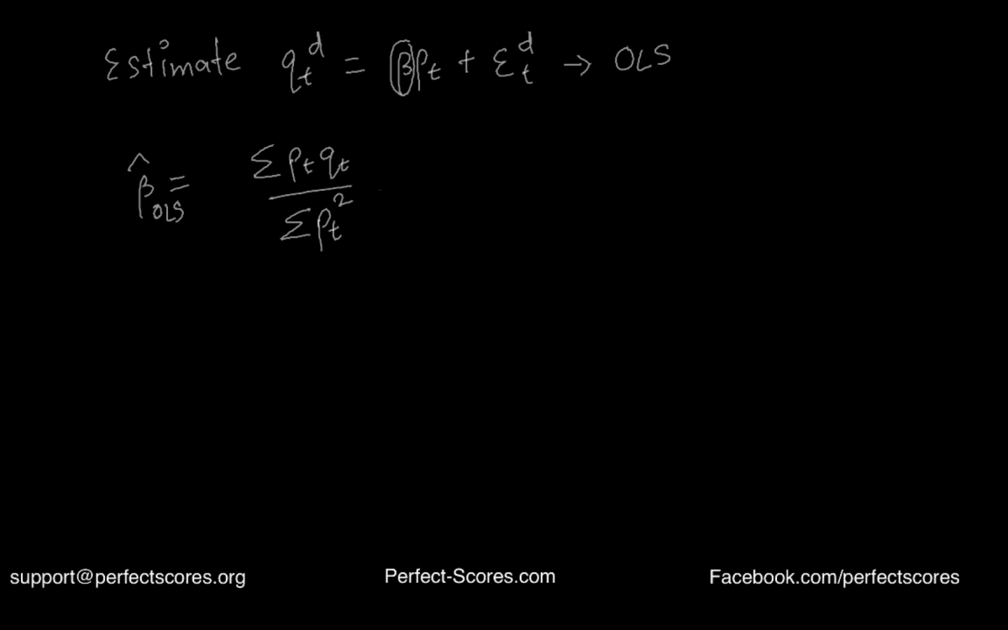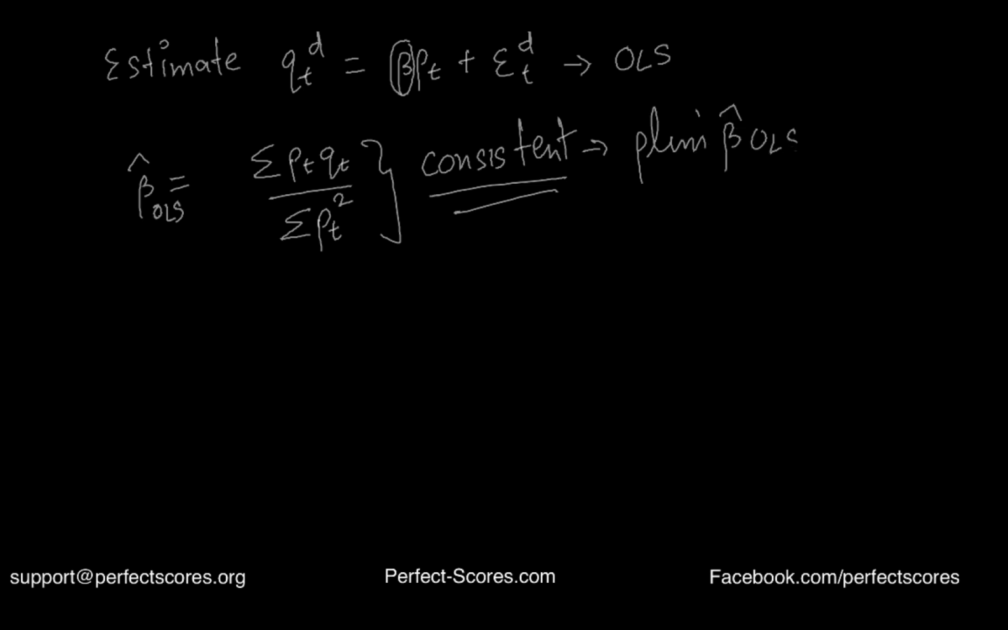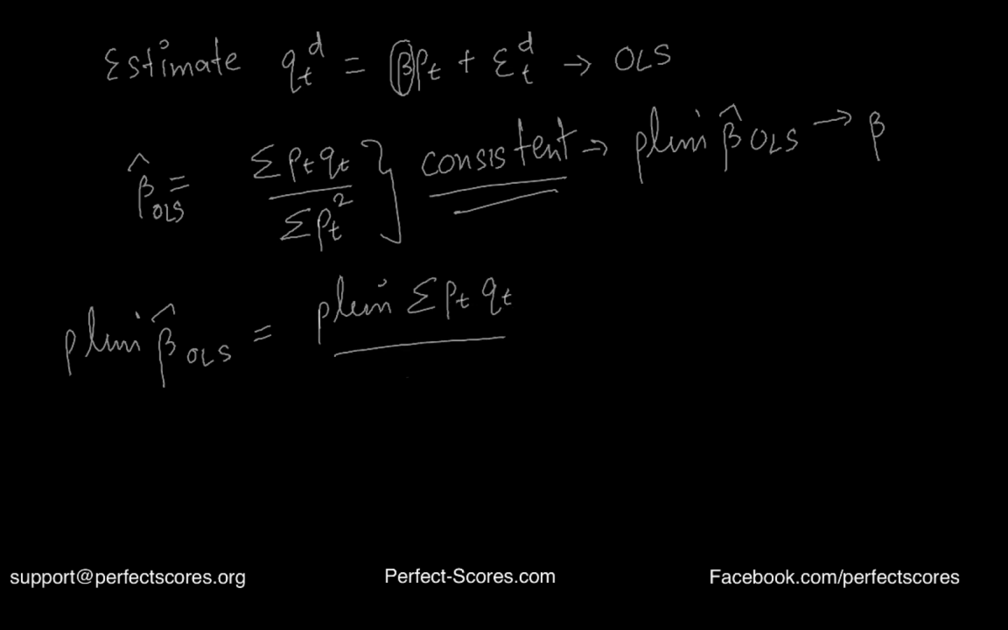Now we have to find whether this is consistent or not. So under consistency, the probability limit of beta OLS should actually be the true beta, right? That is what we want to see. We want to see whether this estimation using OLS is consistent or not. So first of all, let's try to break it down. Let's try to find the probability limit. If we want to find the probability limit of beta OLS, we would want to find the probability limit of the numerator, which is sigma pt and qt, and the denominator.